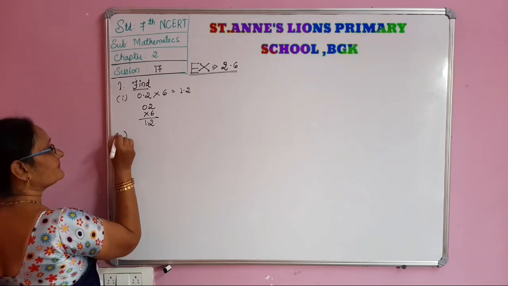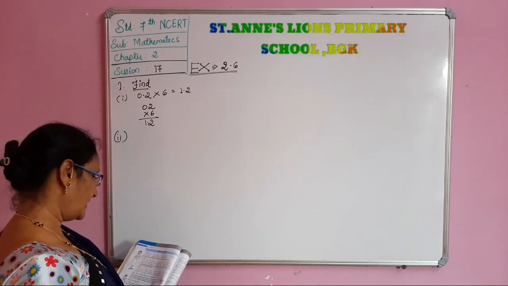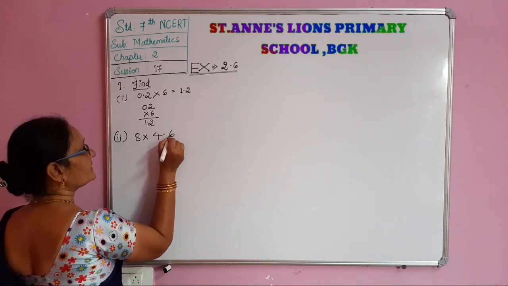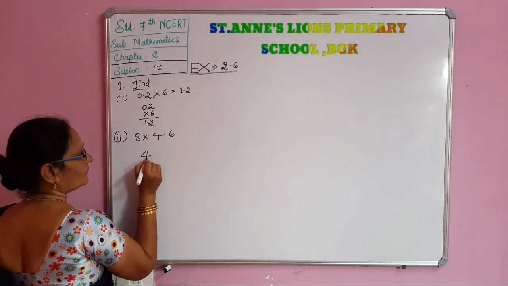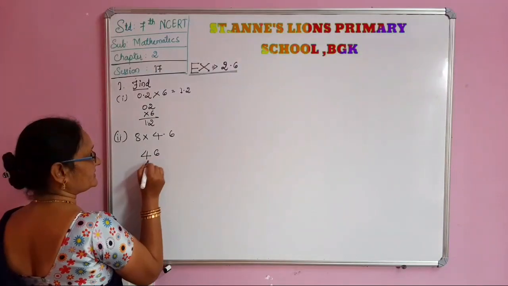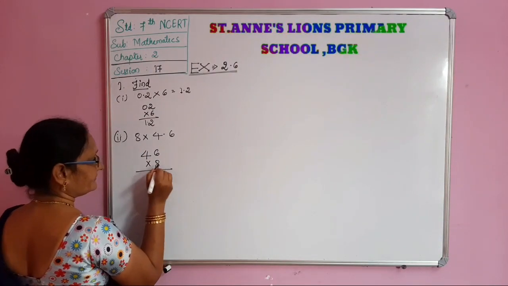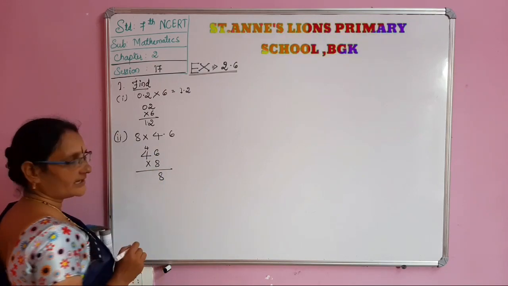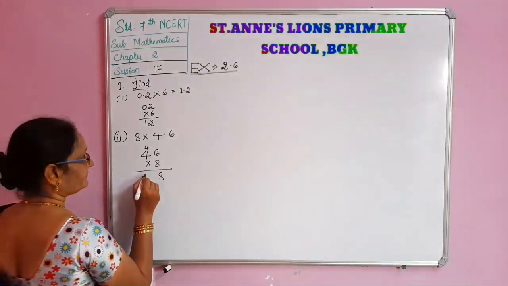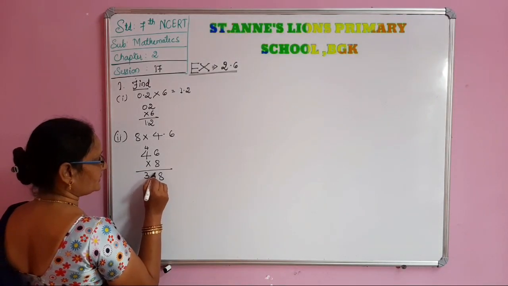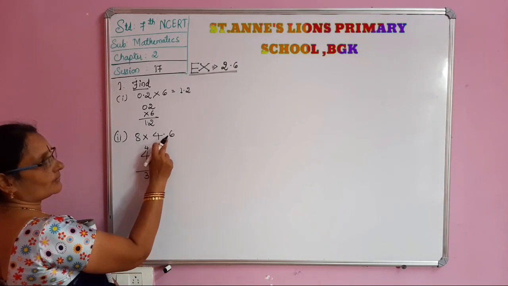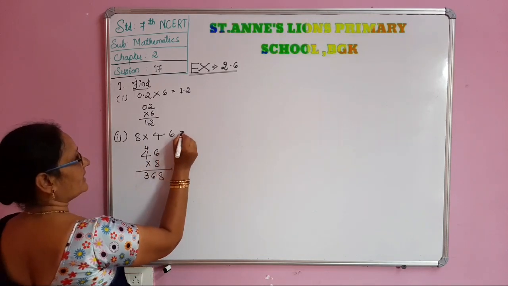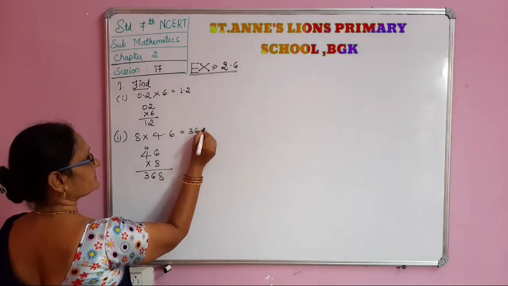The same way, second one, 8 into 4.6. See here, 4.6, you remove the point, 46 into 8. 8 6s are 48. 8 4s are 32 plus 4, 36. After how many places? Only one. Here there is no decimal number. Answer is 36.8.